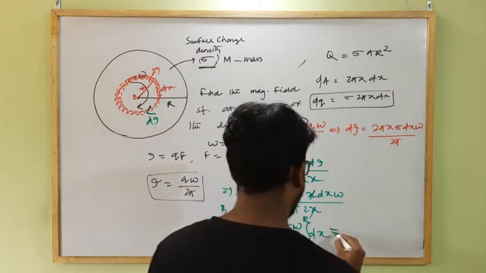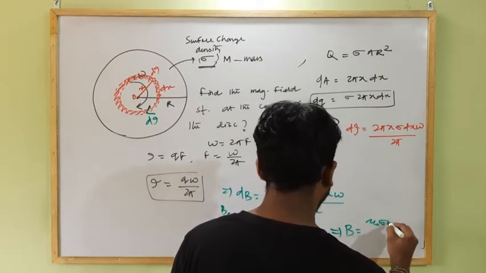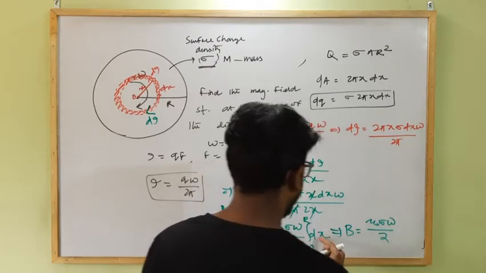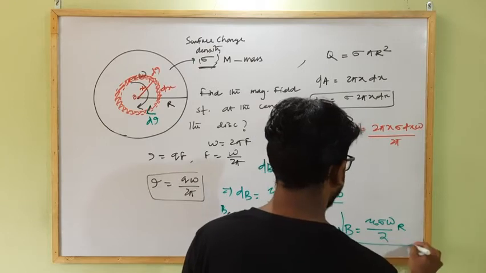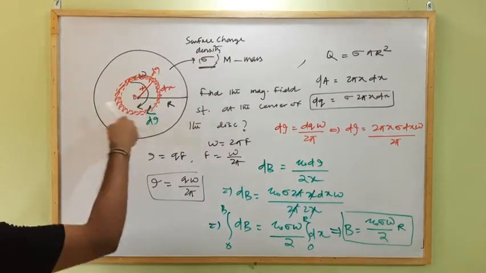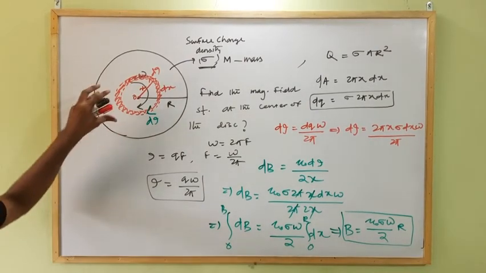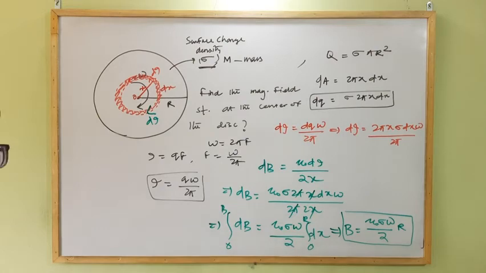So the net magnetic field strength at the center will be equal to the integral of mu naught sigma omega by 2 dx, with x from 0 to R. So this will be the net magnetic field strength at the center of this charged circular disc which is rotating with omega. Clear?